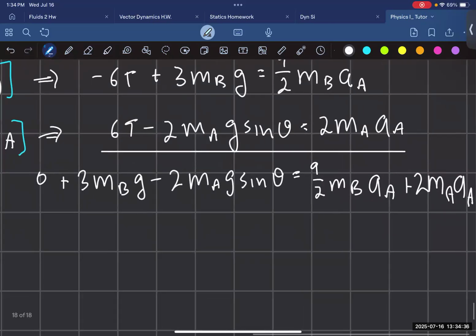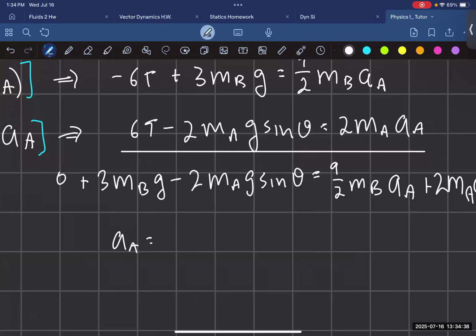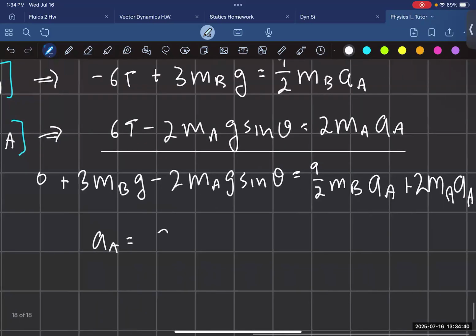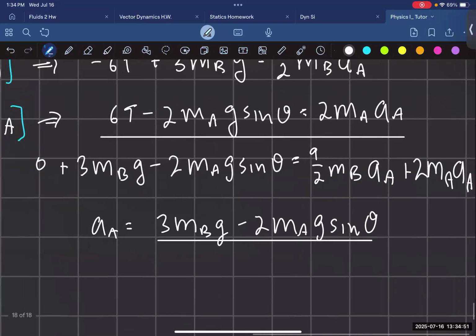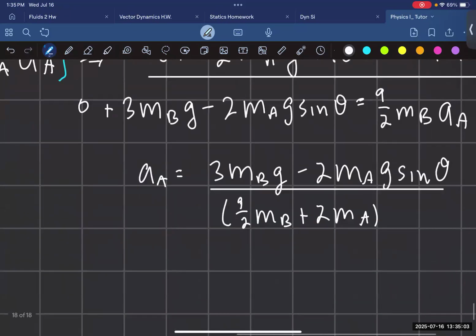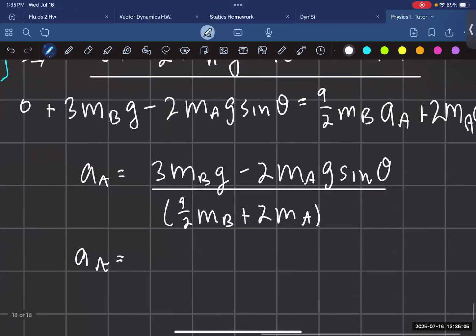Right? Factoring out the acceleration of A, we're gonna get 3 mB g minus 2 mA g sine theta, all over 9 halves mB plus 2 mA. So that's our acceleration of A. Now we're just going to plug in numbers and find it out.